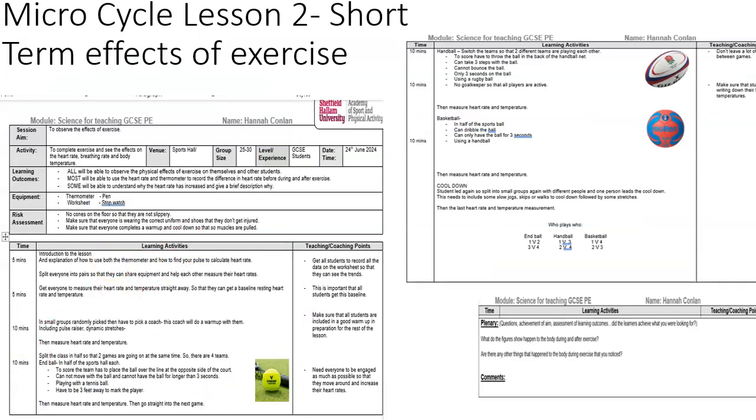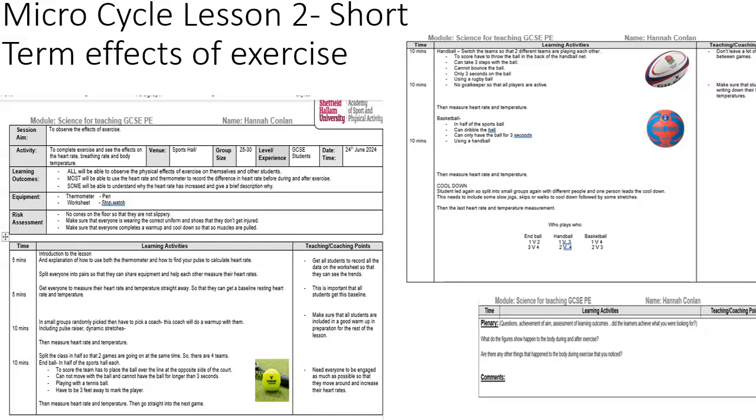For the second microcycle, it is on the short-term effects of exercise. This is a practical lesson which is based on theory, so the students can see for themselves the effects of exercise. Throughout the lesson, it involves constant heart rate and temperature monitoring, so that students can see the increase of both to gain a better understanding of the effects of exercise.